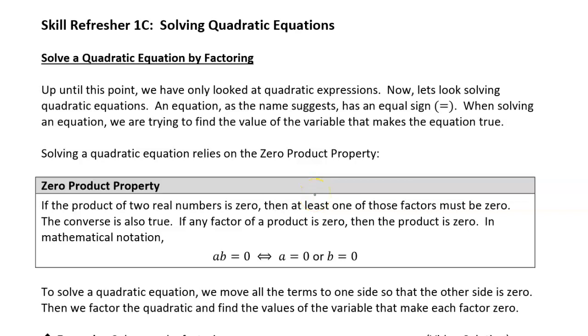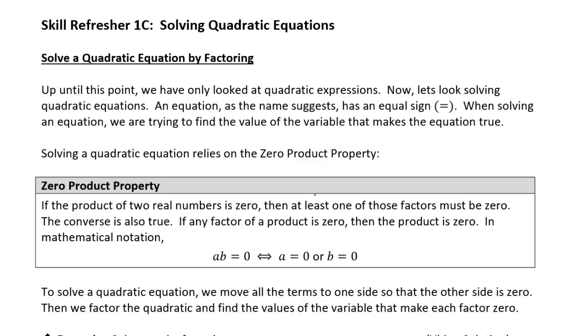In the previous skill refreshers, we've just been looking at expressions, and now we're going to look at equations. The difference between an expression and an equation is the equal sign. That's why it's called an equation, because it has an equal sign in it. When you solve an equation, you're trying to find a value for the variable that satisfies that equation, that makes that equation true.